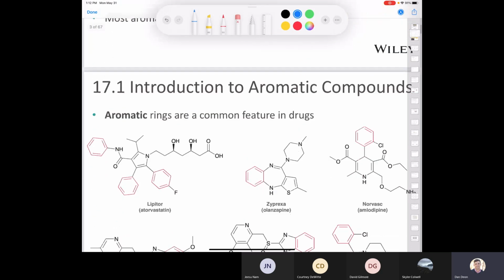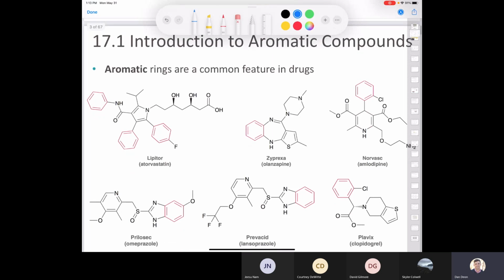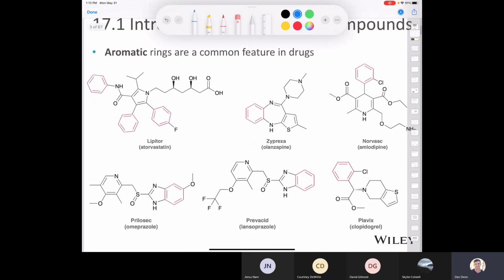Something that you might find interesting about aromatic rings or aromatic compounds is that aromatic rings are a very common feature found in drugs. And something that we could do someday in class, if you remind me, is to look at the list of the top 200 marketed drugs by profit or by prescription.